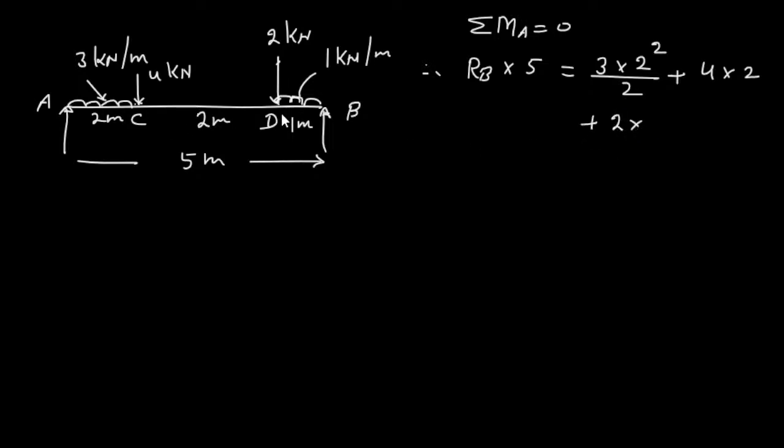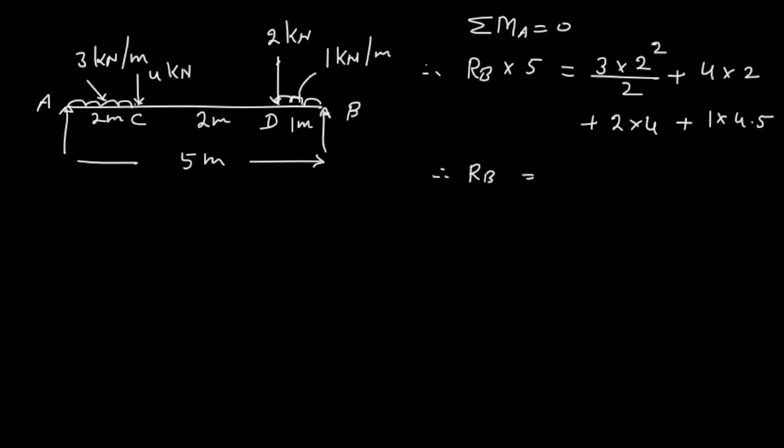Now the total distance of this 2 Newton from point A is what, 2 plus 2, 4, 4 meter, then plus I have 1 multiplied by 1, that is UDL, and it will act at its center, so its center will be at 0.5 meter from B, that means 2 plus 2, 4, 4.5 meter from A. So 1 into 1 is 1, and it will act at a distance of 4.5 meter. So therefore this will give me the value of RB.